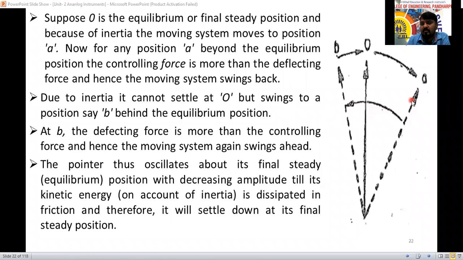Now for any position A beyond the equilibrium position, the controlling force is more than the deflecting force here. If it is beyond the steady state value, then the controlling force is greater than the deflecting torque. Then what will happen? Because of the controlling force, it will be brought back to B here. So what happens to both?